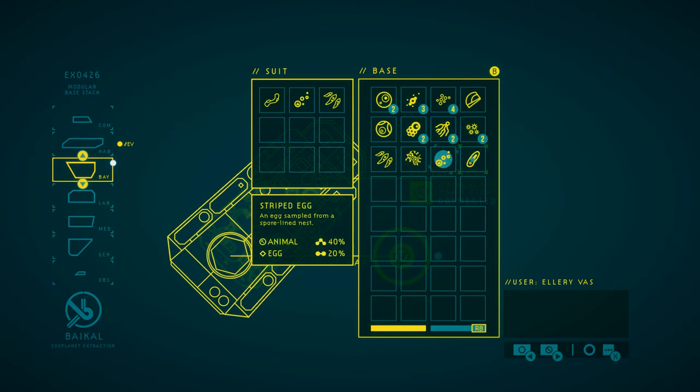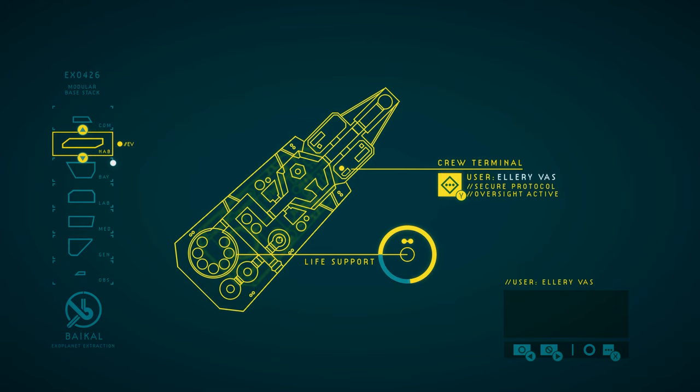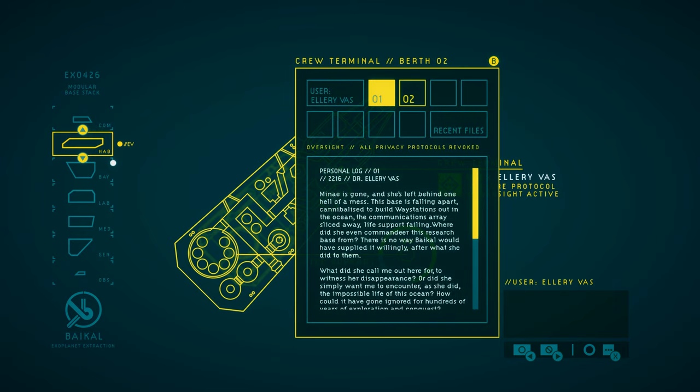I'm gonna put these back in here. I don't think I need to take them with me, really. I'll keep one of each of these on me. I don't suppose we have a new data entry. We don't.